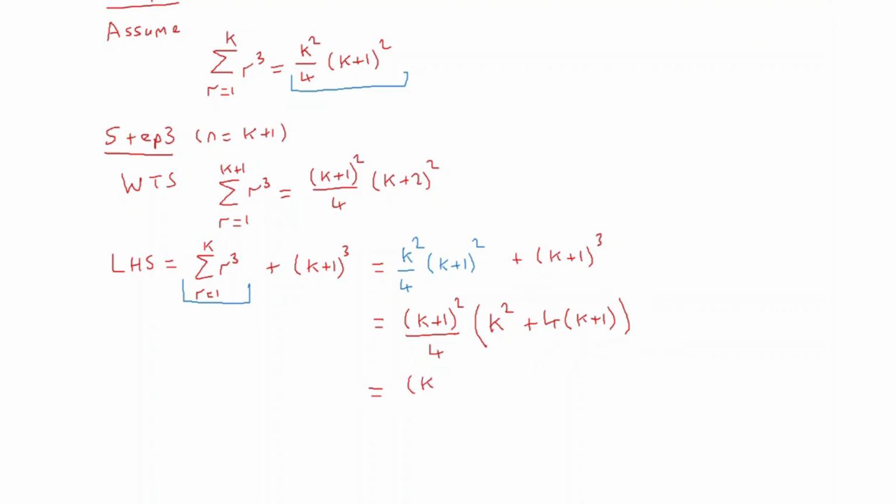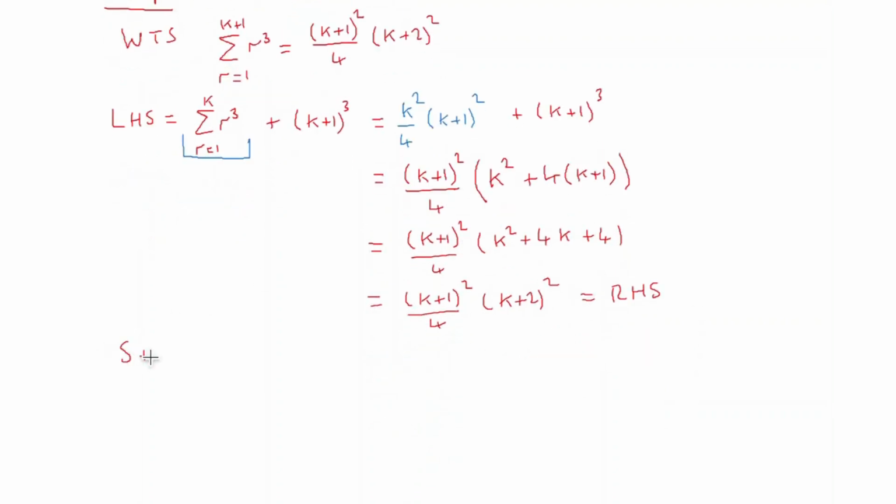So now I've got k plus 1 squared over 4 times k squared plus 4k plus 4, which is k plus 1 squared over 4 times this thing factorizes to k plus 2 squared, which is exactly what I wanted. That is equal to the right-hand side.